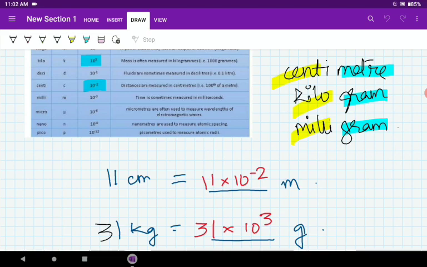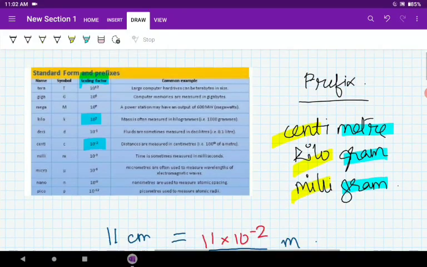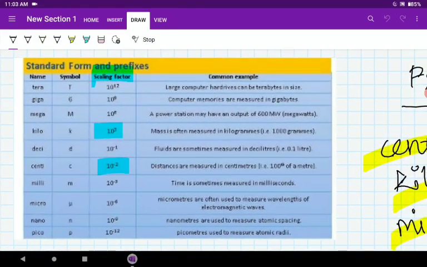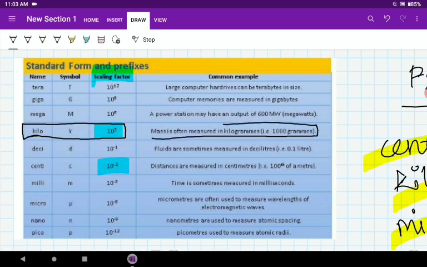Now, what are the common prefixes which we are using and how? See, this is actually a long list which you will encounter now and then. You don't have to remember it very often, but a few of which you will eventually learn and memorize without any effort. There is no need to think about it. I will start with the most common ones which we are very much familiar with. One is kilo, kilogram, kilometer. See, here it is written mass is often measured in kilograms, that is 1000 grams. It means 1 kilogram is 1000 grams.